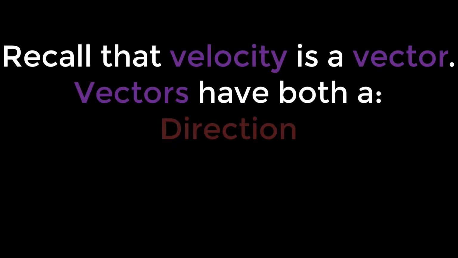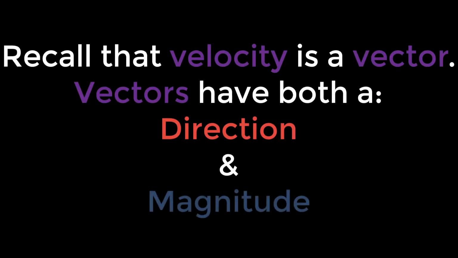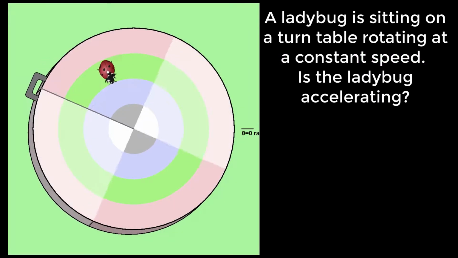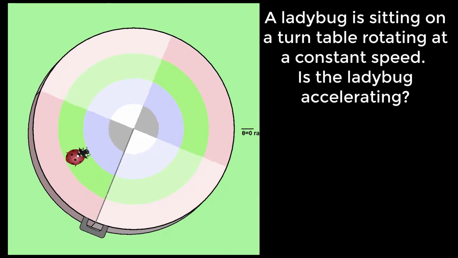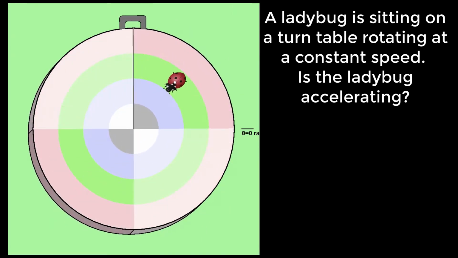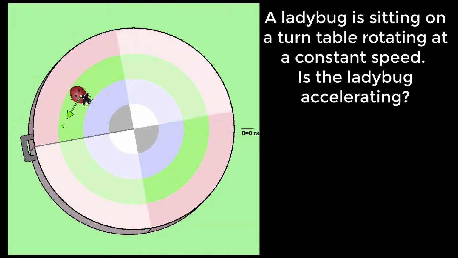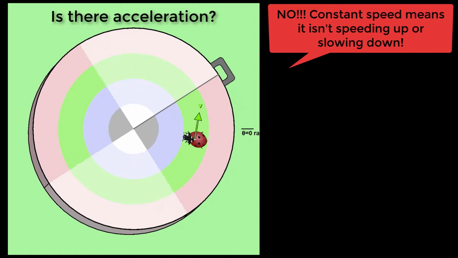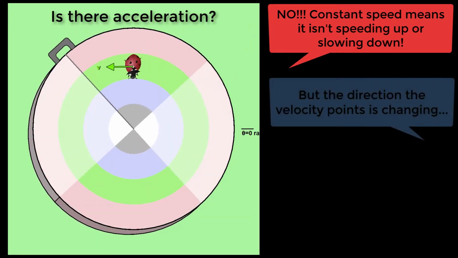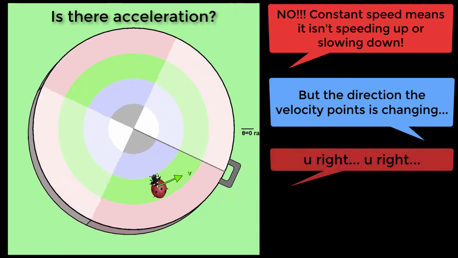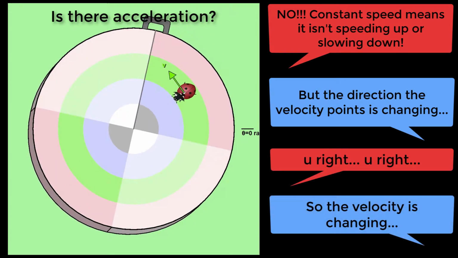Recall that velocity is a vector. Vectors have both a direction and a magnitude. With that in mind, consider a ladybug sitting on a turntable rotating at a constant speed. Is the ladybug accelerating? It would be easy to say, no, constant speed means it isn't speeding up or slowing down. But the direction of the velocity is changing. So the velocity is changing.